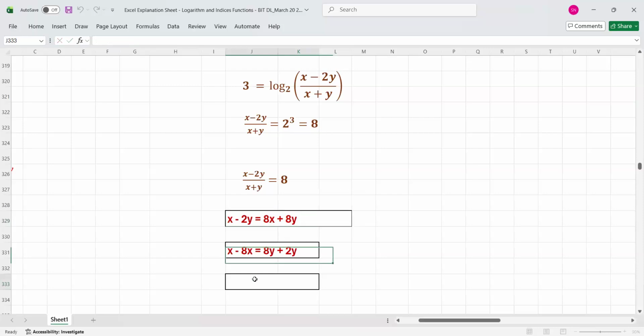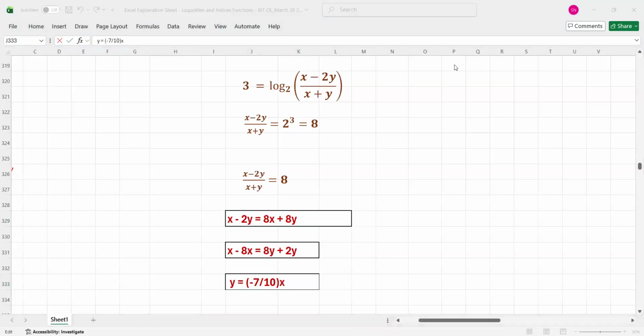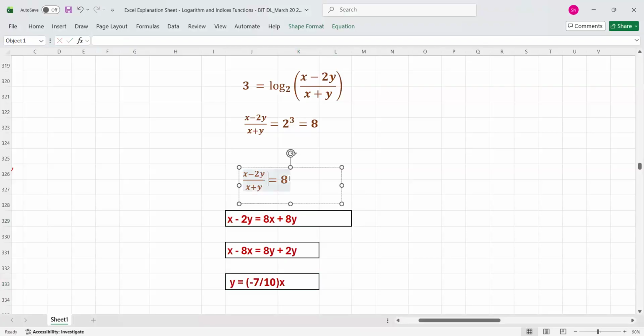Then I simplify this, and it gives me y equal to minus 7 over 10 times x, whichever way you see this. Can you go over the same place again, the 8x and the 8y? Okay, the thing is coming from here. Maybe I should have expanded this for you to see.